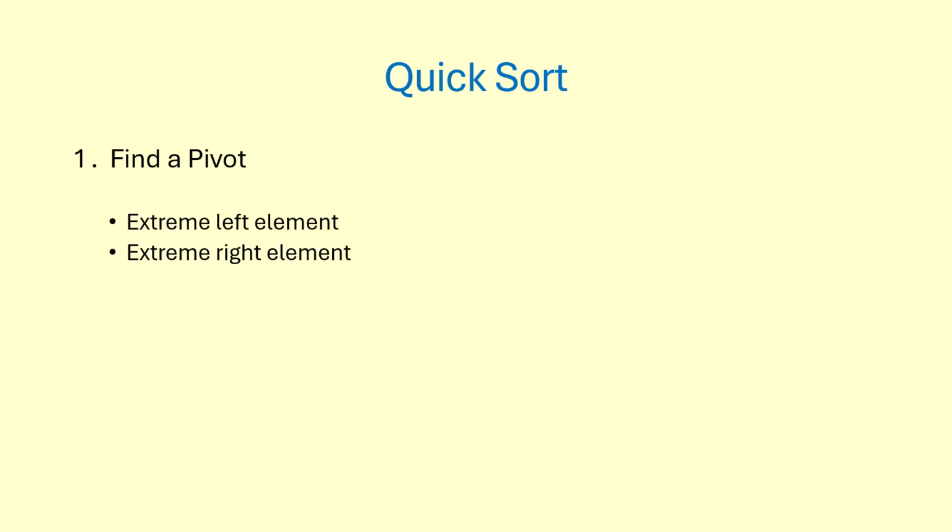Pivot is basically a random unsorted element in the array for which we would like to find the right position in the array. It can be an extreme left element, it can be an extreme right element, it can be a middle element, it can be any random element.